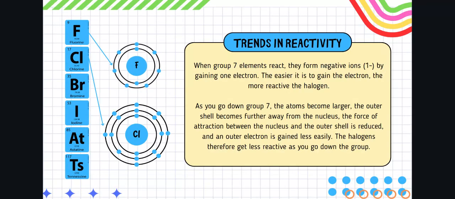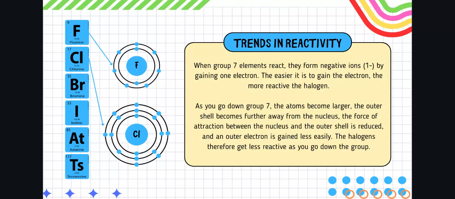Now let's learn about their trends in reactivity. When the group 7 elements react, they form the anions I've talked about, which are negative ions, and this makes them gain 1 electron. Because it's easier to gain the electron, they use less energy, thus becoming more stable. Since the atoms become larger as you go down group 7, the outer shell becomes further away. Thus the force of attraction in the outer shell is reduced, and when this happens, the outer electron is gained less easily.